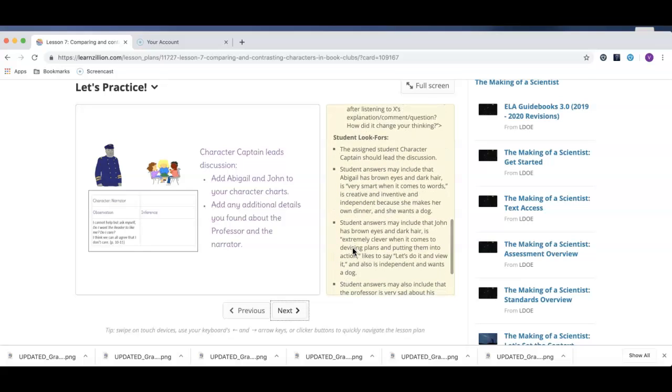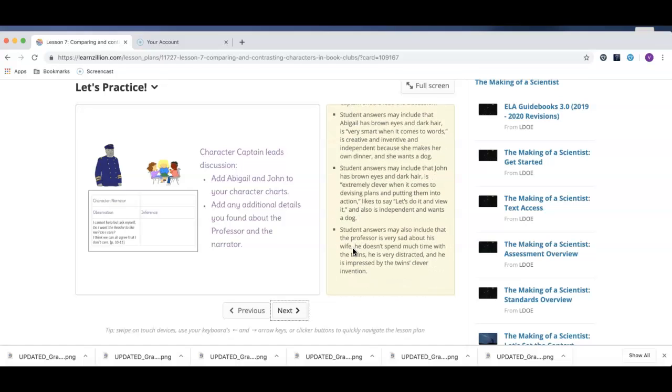Okay, so some of your answers may include Abigail has brown eyes and dark hair. She is very smart when it comes to words, is very creative and inventive and independent because she makes her own dinner and she wants a dog. When you're writing about John, he has brown eyes and dark hair, is extremely clever when it comes to devising plans and putting them into action, likes to say, let's do it, and view it, and also is independent and wants a dog. But some of your answers can vary.